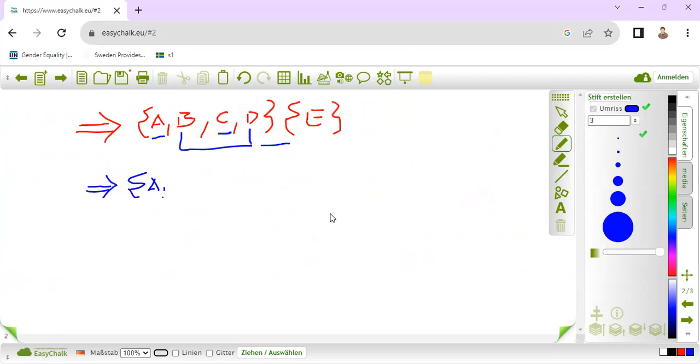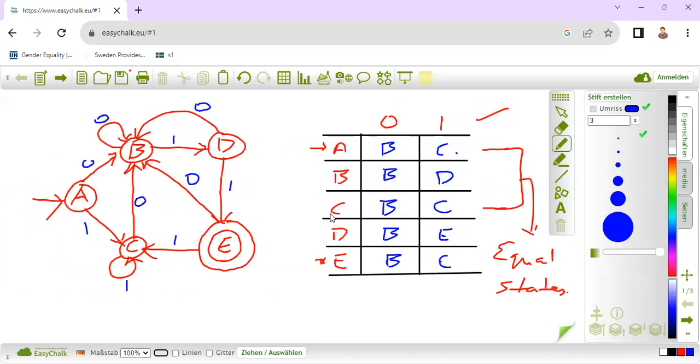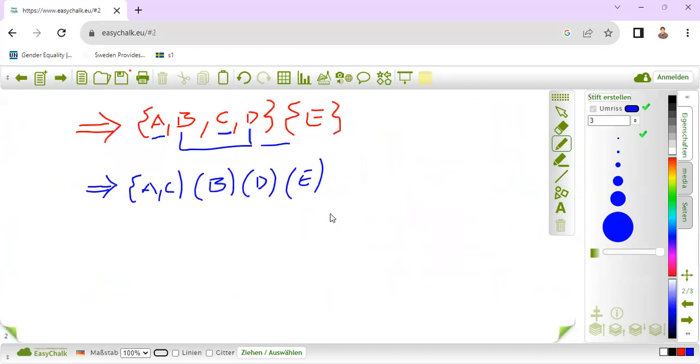So I am taking AC as one state, and B as another non-equivalent state, and D as another non-equivalent state, and E. Now again we'll check for any equivalent states, and if we observe here there are no other equivalent states, so we have to construct the minimal DFA.